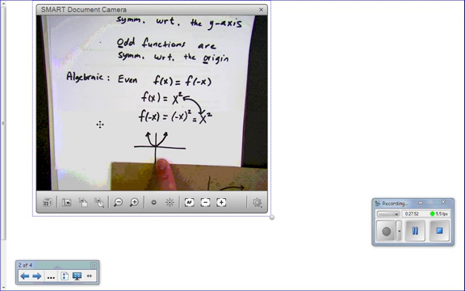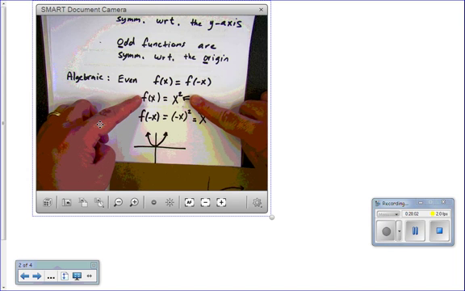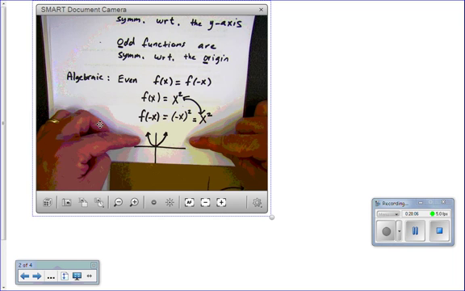Now, here's another trick. If we are looking at it algebraically, and we honestly don't know if it's going to be even or odd, it would be great if we had some kind of device that would show us the graph of it, right?